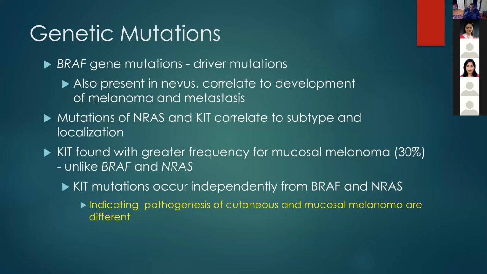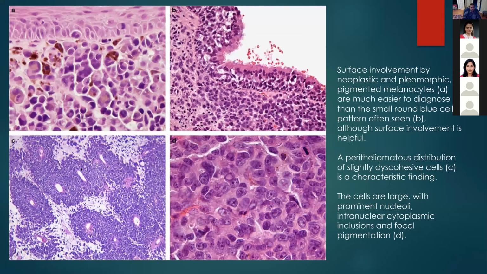Here is an example of another melanoma, and you see this beautiful perivascular collection of melanocytes, blue cells, a small round blue cell malignancy, the prototypical example.